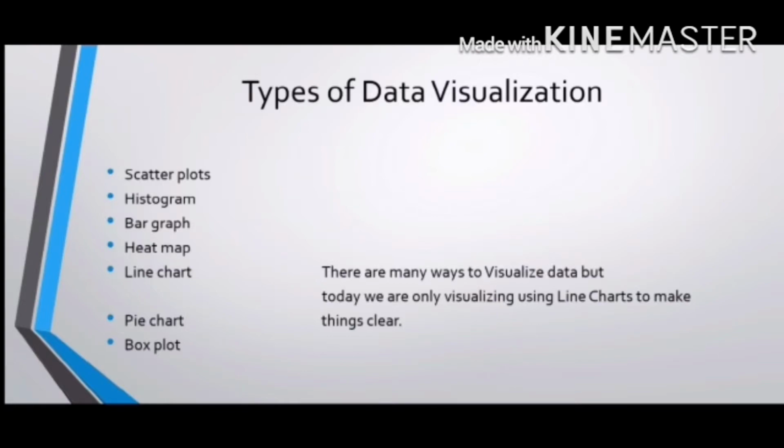Coming to Jupyter notebooks, there are various ways to visualize data. First one, scatter plots; second one, histogram; third one, bar graph; fourth one, heat map; fifth one, line chart; sixth one, pie chart; seventh one, box plot. There are many ways to visualize data, but in this video we are using only line charts to keep things simple and clean.